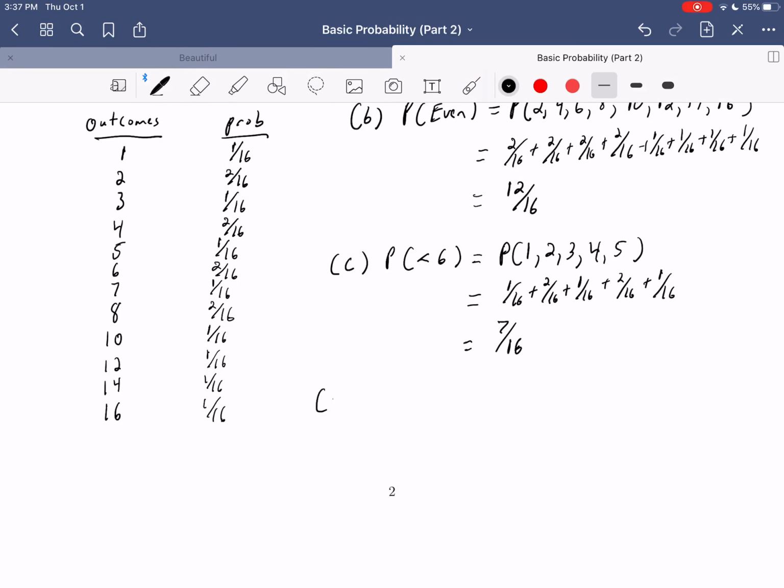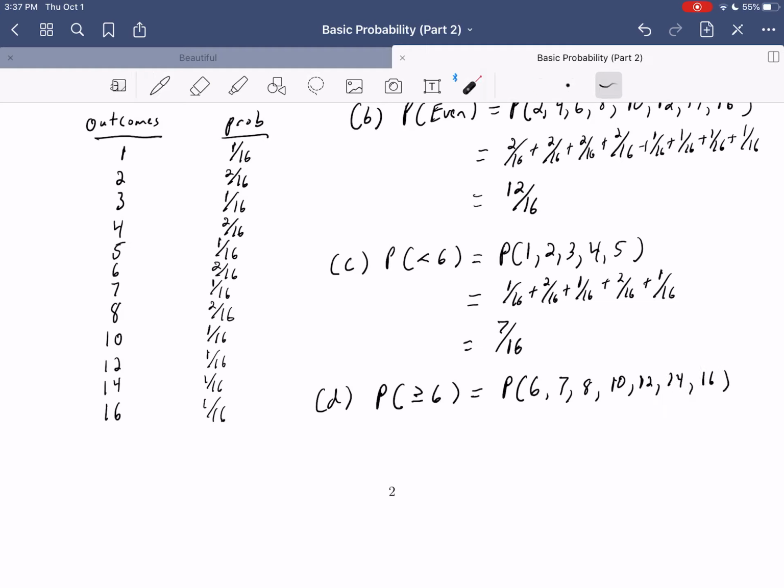So for D, at least 6 would mean 6 or above. So that means greater than or equal to 6. What are the options for that? Well, 6 would do it. 6 is at least 6, as well as 7, 8. We don't need to write 9 because it's not a possible outcome. 10, 12, 14, and 16. All of these things down here are all ways where we would get something that is at least 6 or higher.